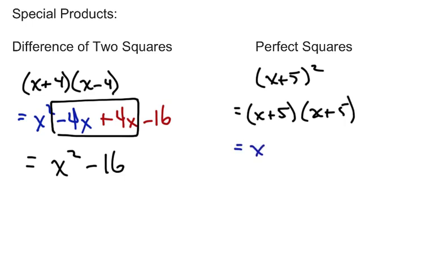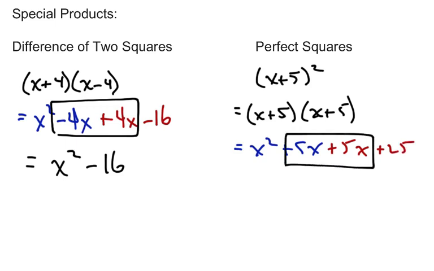The firsts give us x squared. The outsides give us 5x. The insides is another 5x. And the last gives us 25. Simplifying the two terms in the middle, we get x squared plus 10x plus 25. We wanted it to be x squared plus 25, but that's not the case. Anytime that we have a perfect square, we're going to have a middle term that's twice as big as the product of each of the individual terms. So if we multiply them together, we get 5x, double it. That's how we get the 10x in the middle.